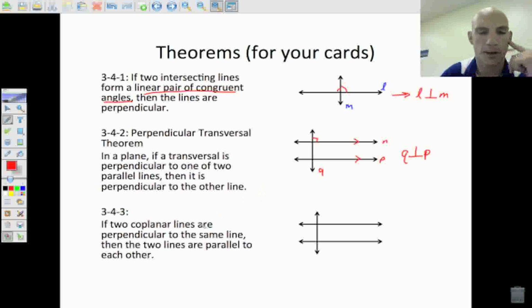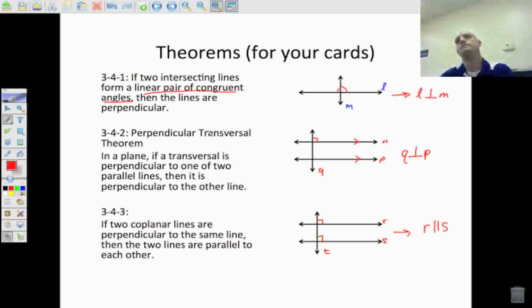Okay? If two coplanar lines are perpendicular to the same line, then the two lines are parallel to one another. So in this one, they've said you've got these two 90-degree angles here, these two perpendicular lines. So I'm going to have R, I'm going to have S, I'm going to have T. So the conclusion that I can make is that R must be parallel to S because these 90-degree angles exist here. Okay, so that's how we use these theorems to kind of prove these different things.